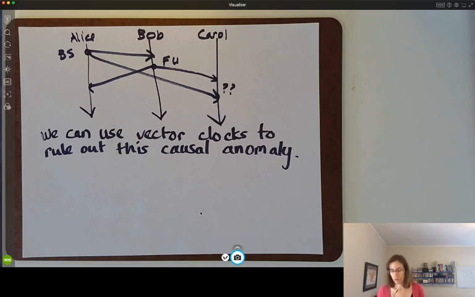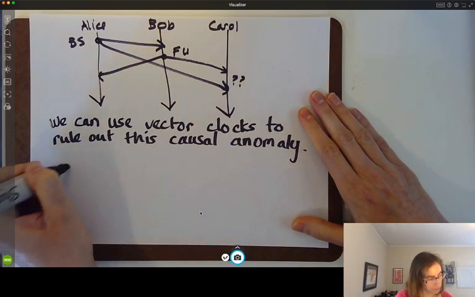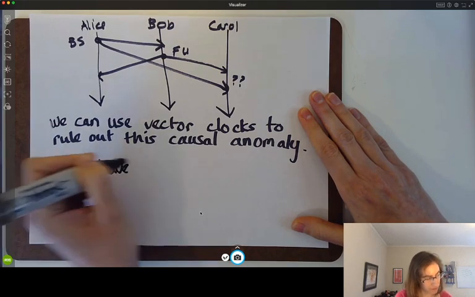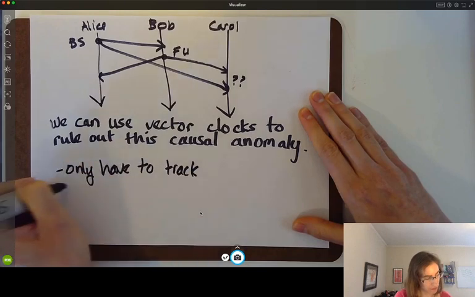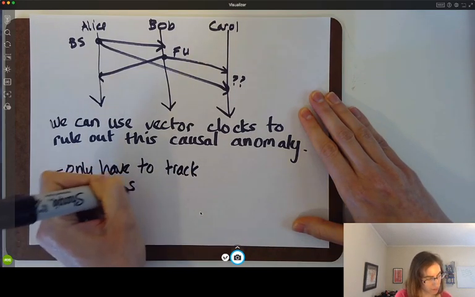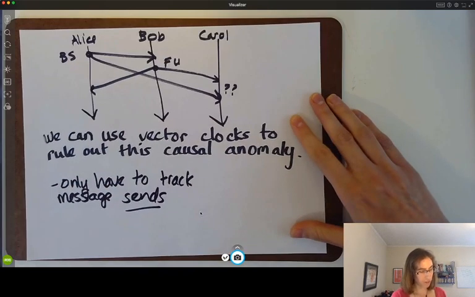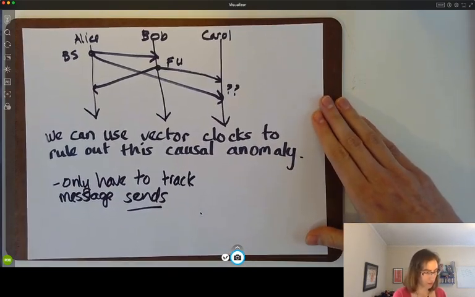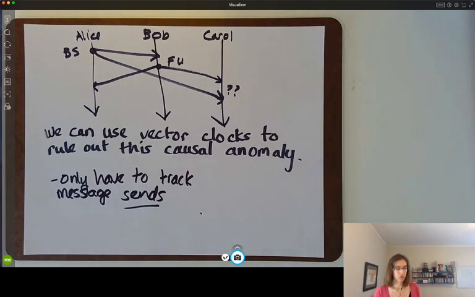We're only going to track message sends. And it turns out that that's actually sufficient to ensure causal delivery. With this caveat that we only have to track message sends, we don't have to consider message receives as events. Let's actually try to attach some vector clocks to the events in this picture, and let's see if we can intuit how vector clocks could be used to prevent this causal anomaly.